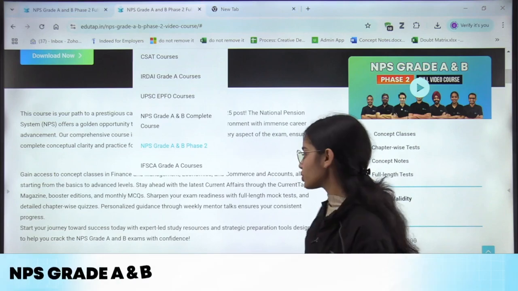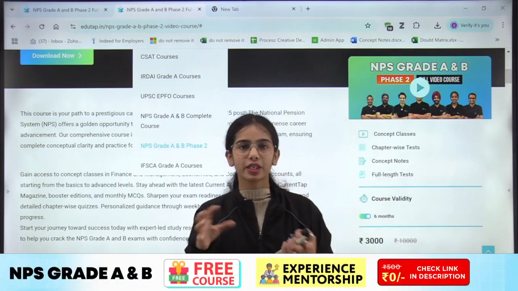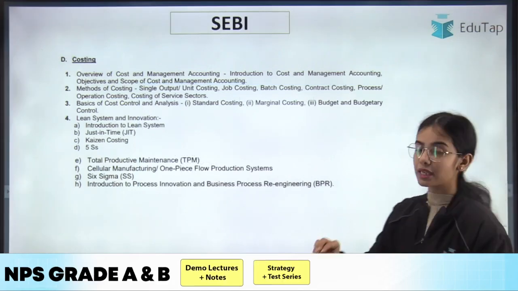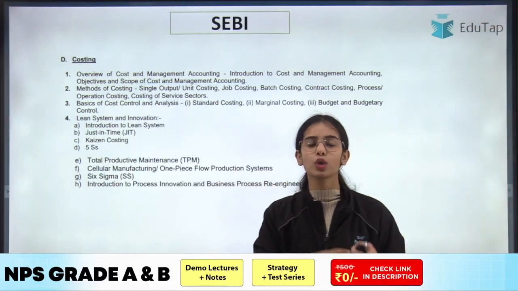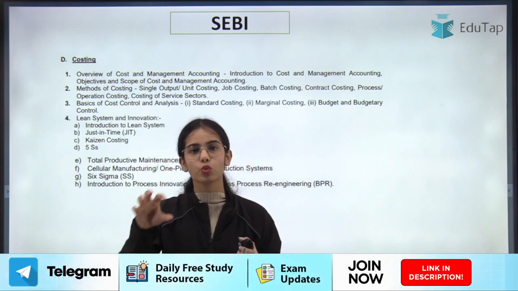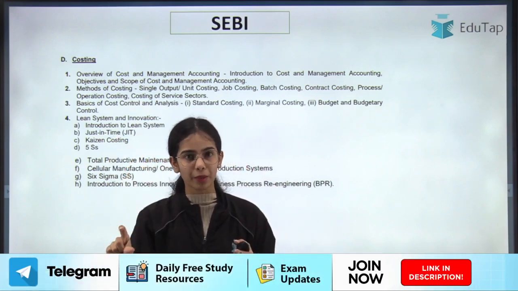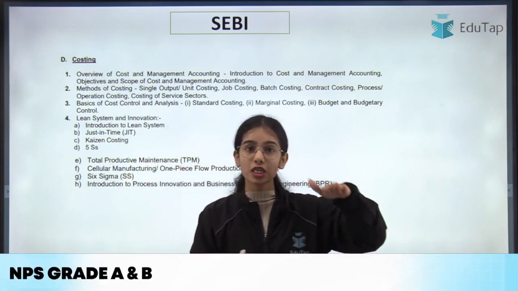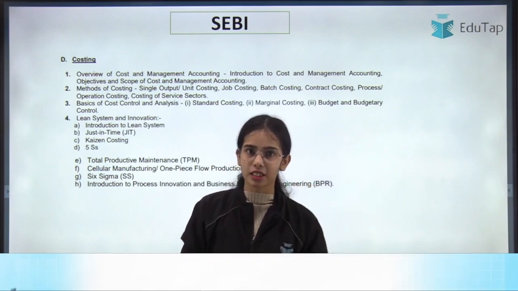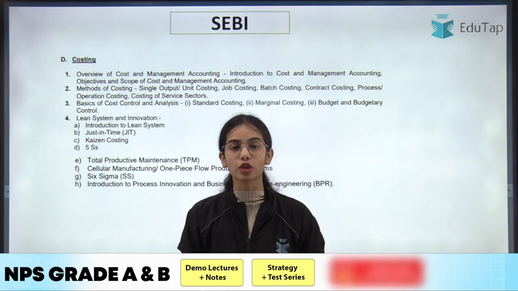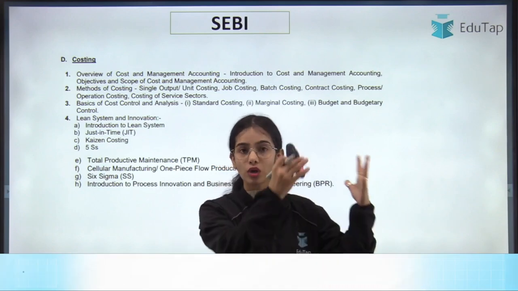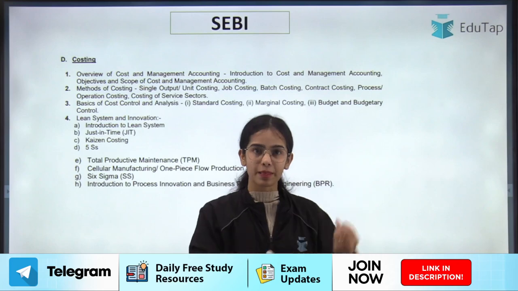So I hope you have understood that there is a huge overlap between the NPS and SEBI, but there are some distinctions between SEBI and NPS also. Like in phase 1 in SEBI, there is no sectional cutoff, there is only the overall cutoff of paper 1 and paper 2, but in NPS there is a sectional cutoff, that is quant, reasoning, English, GA. For that there is a separate sectional cutoff, and there is also the aggregate cutoff. So you have to focus on all these components separately.